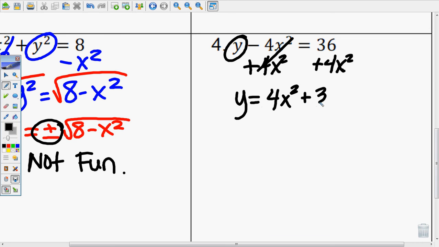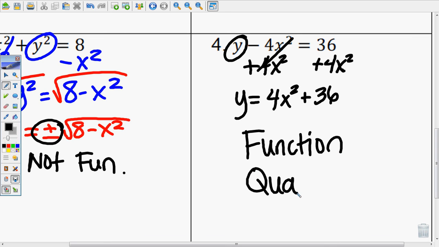It's a function. Good job. All right. What's the name of this kind of function? Quadratic. It's a quadratic.